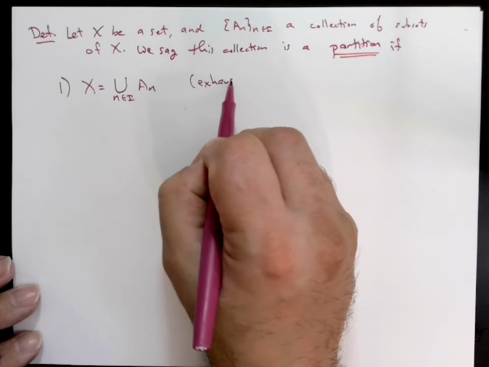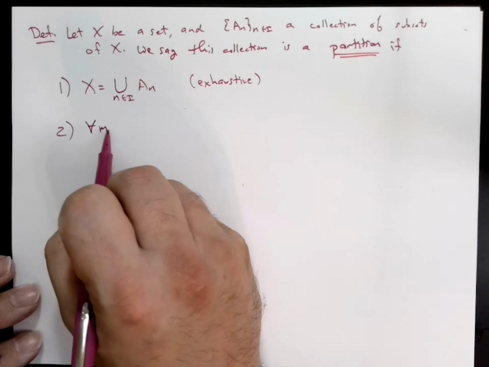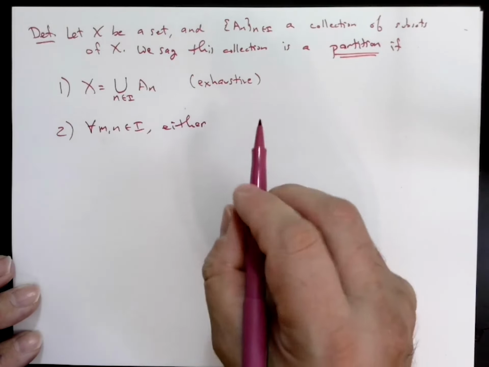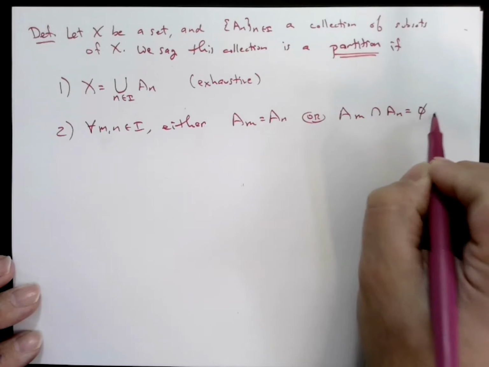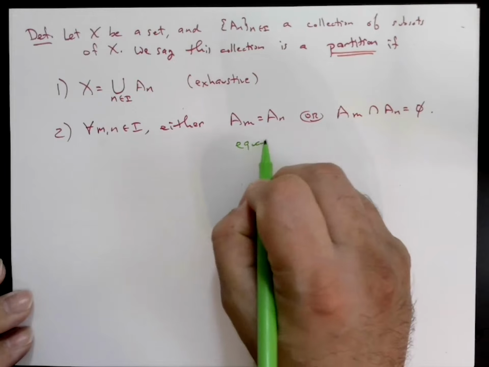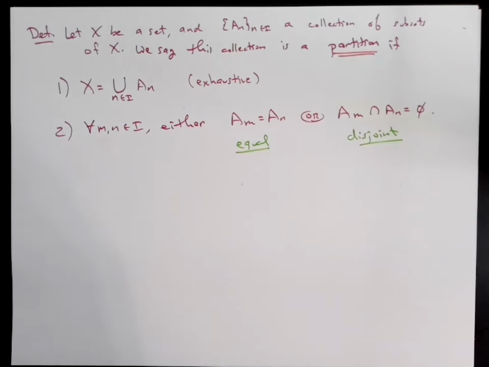And the second property is that for any m and n, either A_m equals A_n or A_m and A_n are disjoint. This is sometimes called the exclusive property. So a partition is sometimes said to be a collection of sets that are exhaustive and exclusive. Let's look at some examples.